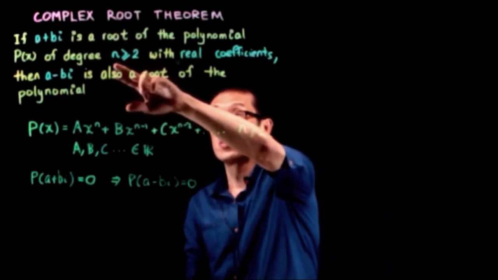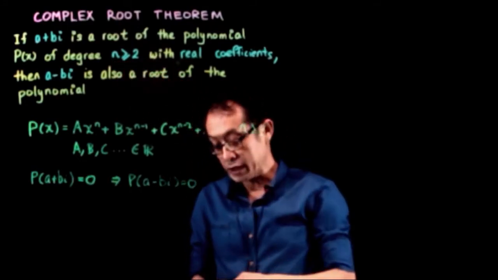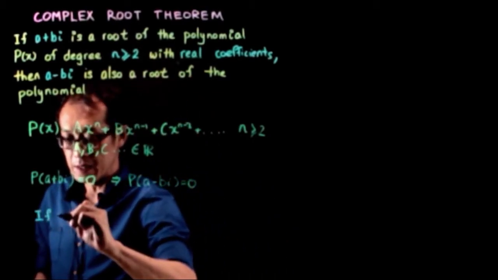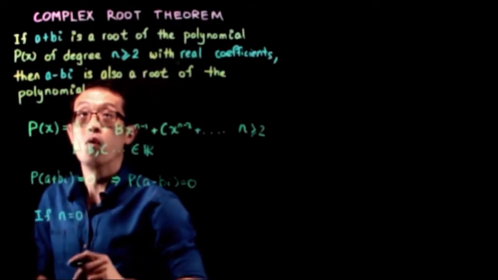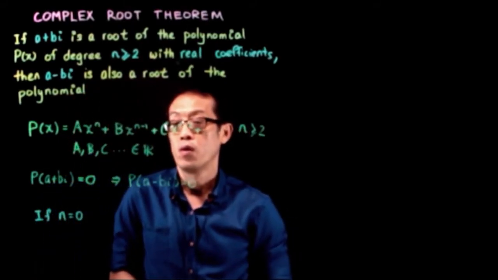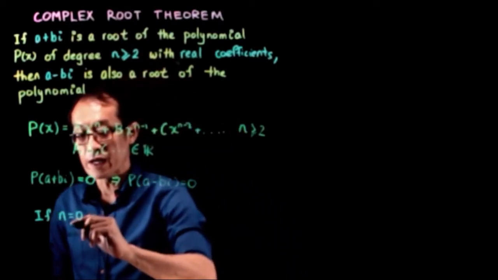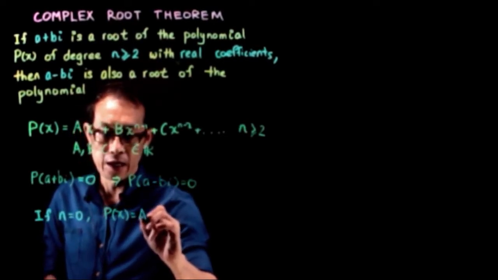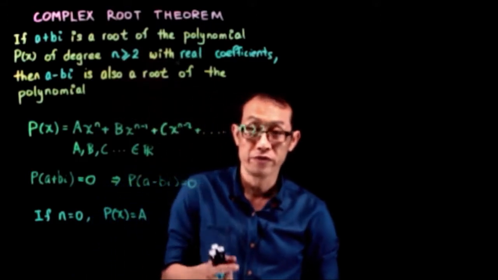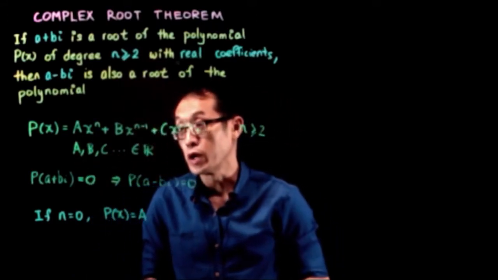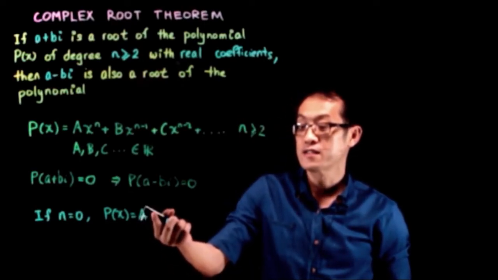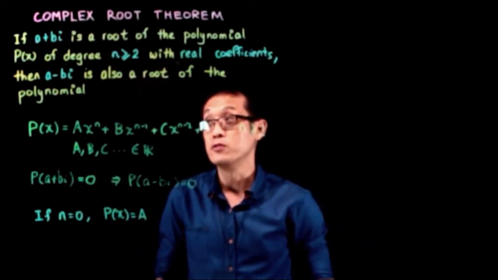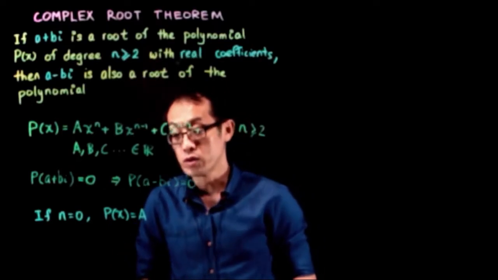Now let me show you the importance of why n must be greater than or equal to 2. Now if n equals 0, then you will find that p of x is equal to a, because a polynomial cannot have negative powers. So you will have p of x equals a. Then it has no roots if a is not 0. But if it's 0, then it has infinite roots. So this thing doesn't hold if n equals 0.